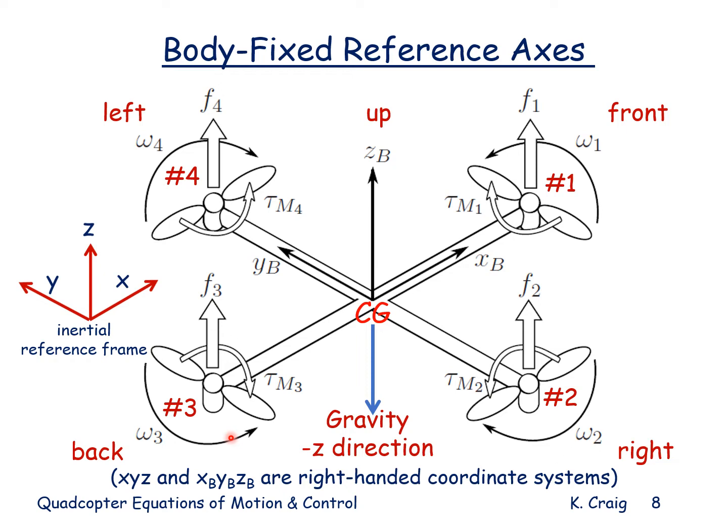The forces acting on the quadcopter are the weight force, mg, the mass times the acceleration due to gravity, that acts at the CG of the quadcopter, and it acts in the negative z direction, which is the z direction of the inertial reference frame.